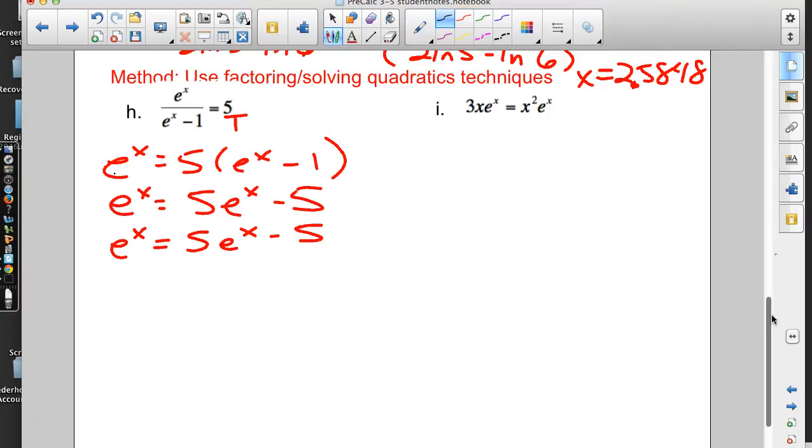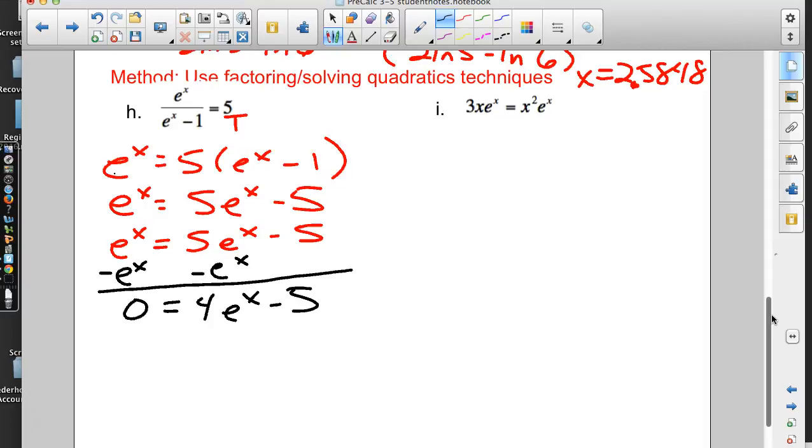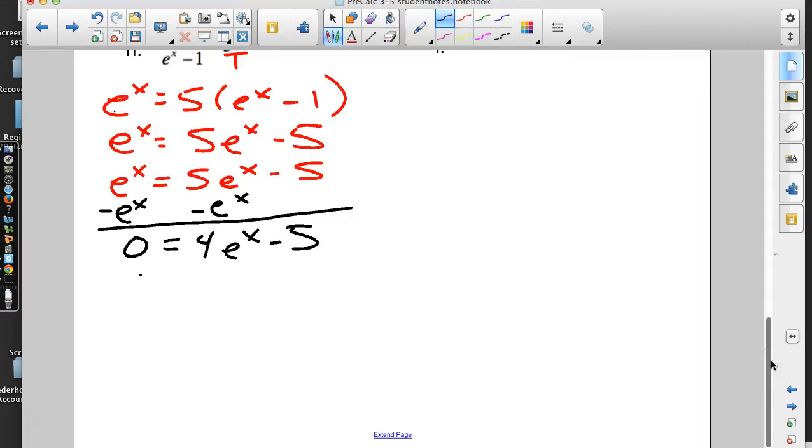So we'd start this way. We'd say, hey, let's do this. Let's subtract one of these e to the x's off of here. Let's see what we have. 4e to the x minus 5. Wait a minute, I'm not necessarily going to need factoring to do this one. I could move the 5 over to the other side, because they said it could be solving. I'd divide by 4.